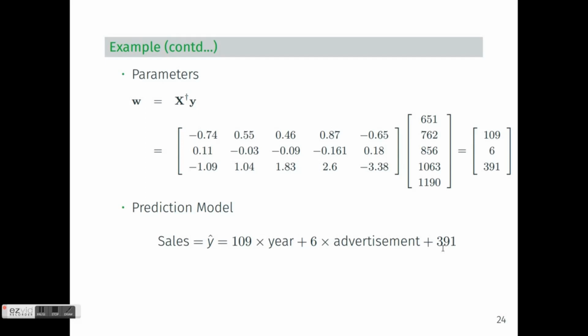In case of a line, we call this addition an intercept, and that is the point where your line crosses the y-axis. So this was a simple example where we looked at how pseudo inverse can be used to find a linear regression model for higher dimensional problems.